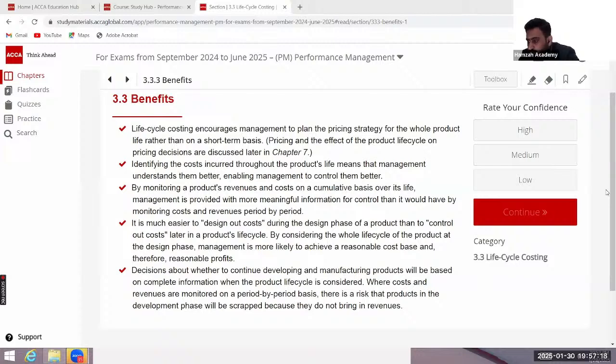So by focusing on the total life of the product, you will be focusing on the design stage as well. And when you focus on the design stage, it gives you a better understanding of the product cost and you would be in a better position to control the cost.